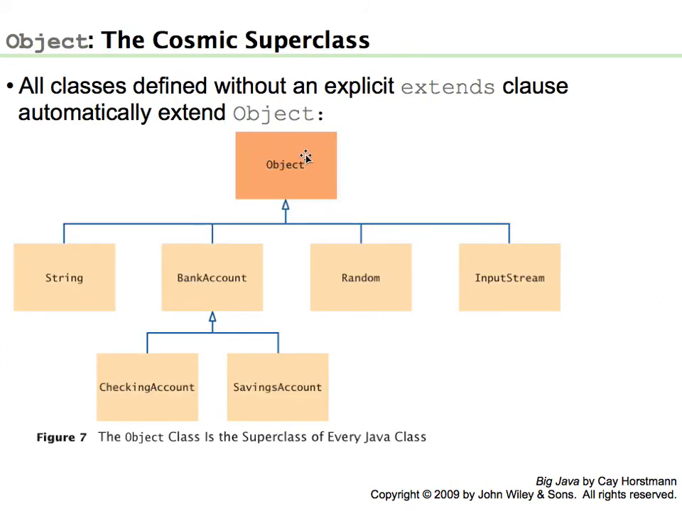There is a class called Object. This is the parent or the superclass, the top of the hierarchy in the Java classes. Automatically, every time you create a class, it extends this Object class, even if you don't say extends. So all the classes we created, we never really used extends, but we were actually extending the Object class.